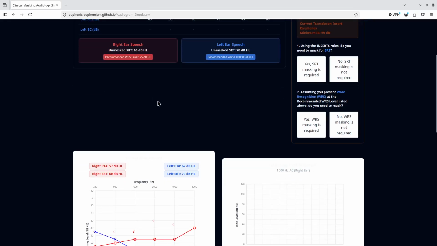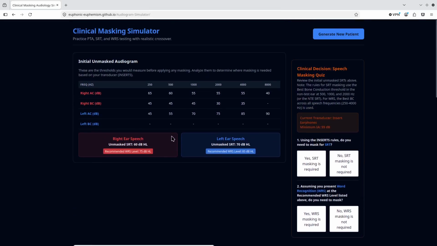Now we need to see if we need to do SRT masking. So SRT, we're comparing 60 in the right ear versus 70 in the left ear. There's no difference greater than 10 dB air conduction wise, but we need to compare it to bone conduction. So compared to best bone conduction, 60 versus 30 is a 30 dB difference. That's less than 55. We don't need to mask for SRT in the right ear.